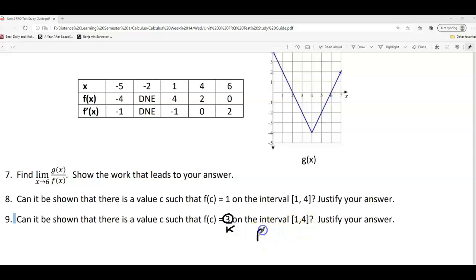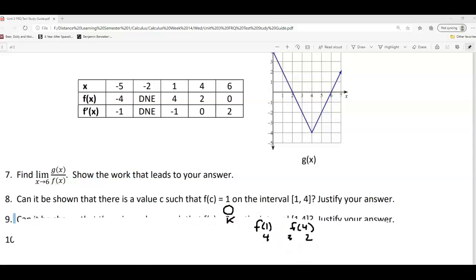And we already know that f of 1 was 4. We already know that f of 4 was 2. And is my K value in between these? The answer is yes. Now it actually works. So now we can say, since f is continuous, goes from 4 to 2 on the interval 1 to 4, there must be some value C such that f of C equals 3.